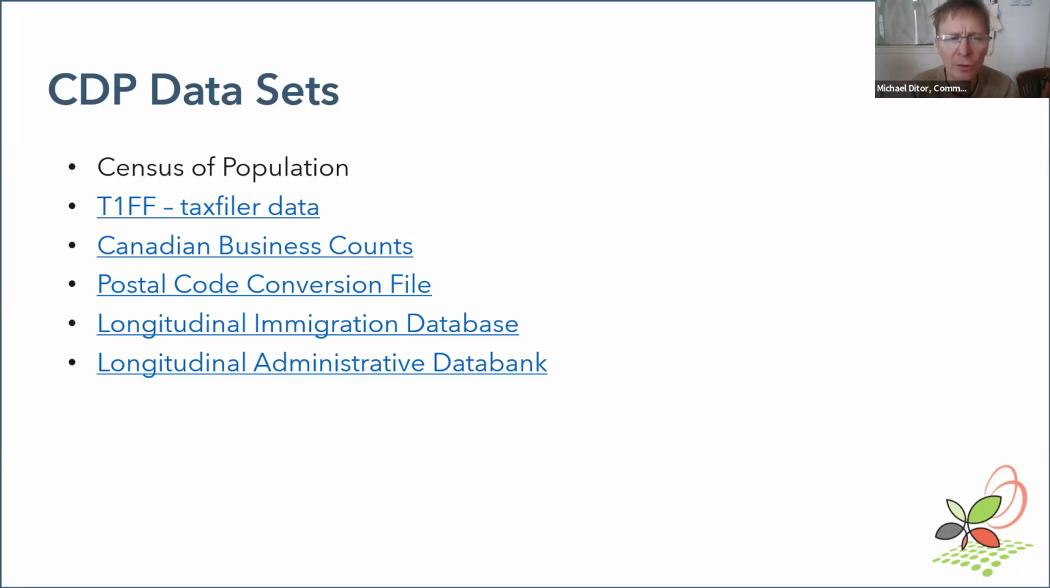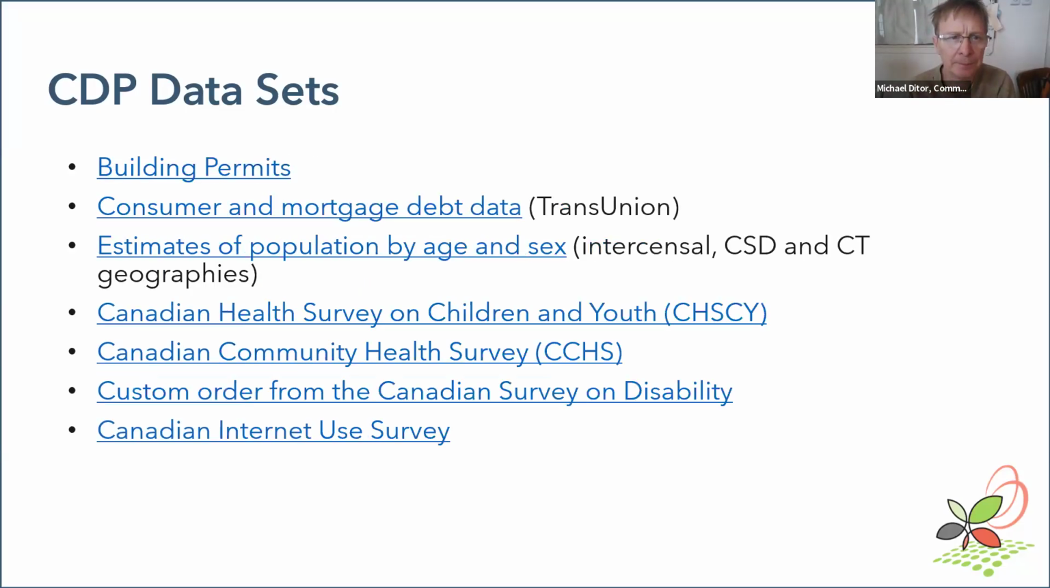A couple of longitudinal data sets here. The immigration database tracks immigrant cohorts, economic outcomes and mobility. And the longitudinal administrative data bank. There's a lot I think you can do with this. The tables that we get focus mainly on low income dynamics, so how long people stay in low income, and entry rates and exit rates and things like that.